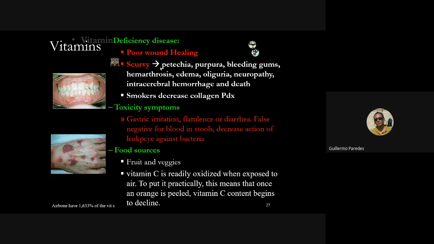Scurvy is important. Scurvy is these lesions that can happen in the mucosa and in the skin. For example, in the left upper, we have some gums with some bleeding there. It could be vitamin C deficiency. In the skin, you have this ecchymosis, bruises.